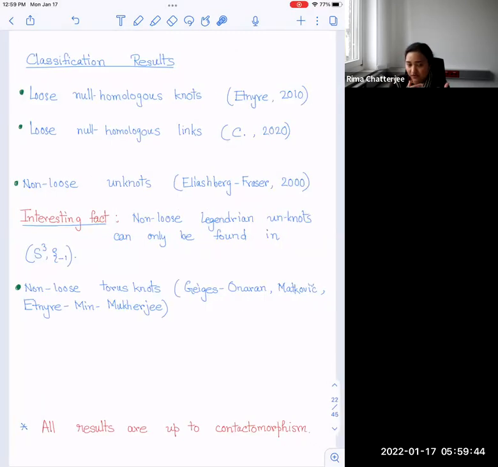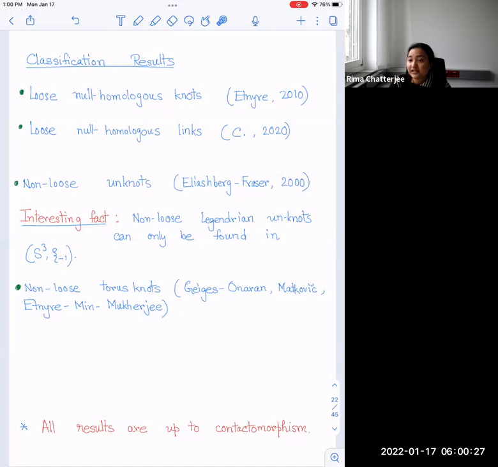Now, the study of torus knots started with Geiges and Onaran. They partially classified non-loose torus knots. And Irena Matkovič extended their result for negative torus knots, but only up to a certain Thurston-Bennequin number. And recently, Etnyre, Min, and Mukherjee completely classified non-loose torus knots, and this is a work in preparation. And these are the only two knot types for which we have a complete classification.